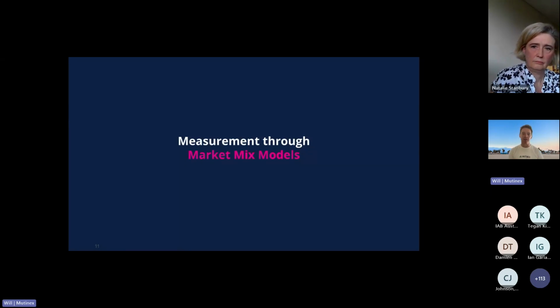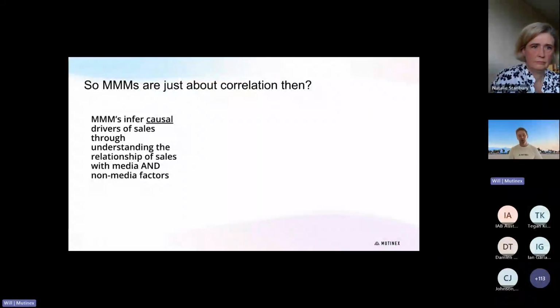So let's go through how that's actually working in the world of market mix models. One question we often see is that people say, well, MMMs, they're just about correlation then, are they? So you're looking at the sales outcomes and you're looking at your media activity that you've been running, and you're looking for the relationship between the two. If it's correlation, how then can you say it's causation? Because we know that if you're just looking at the relation of things, it doesn't necessarily mean that one thing caused the other. Well, we see that MMMs infer the causal drivers of sales for understanding ultimately what the world looks like if media didn't exist. And then, as I say, there's that incremental impact on sales when you do have media out there.